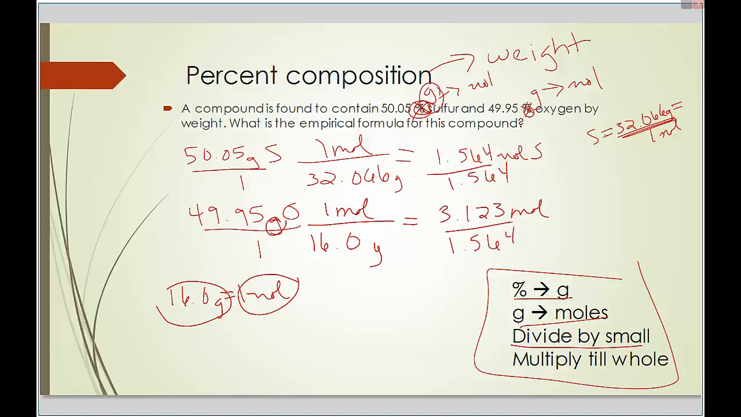So that means sulfur is 1, and then oxygen is 3.123 divided by 1.564. That's approximately 2. It comes out to be 1.99.